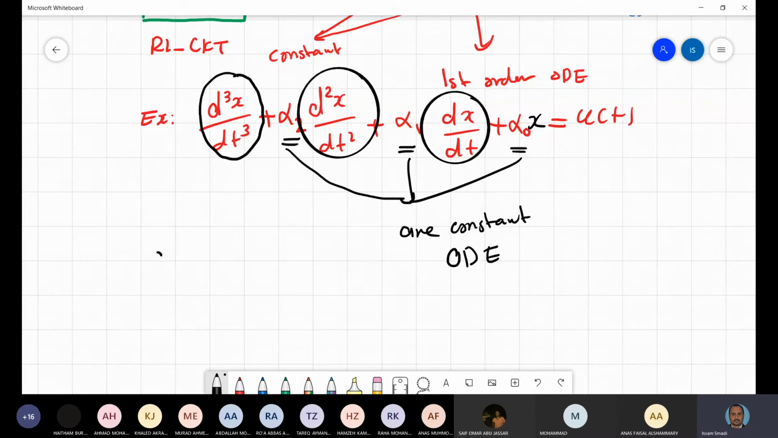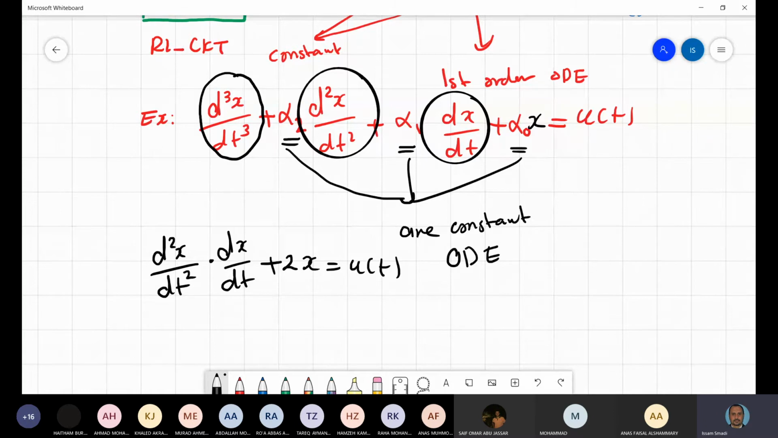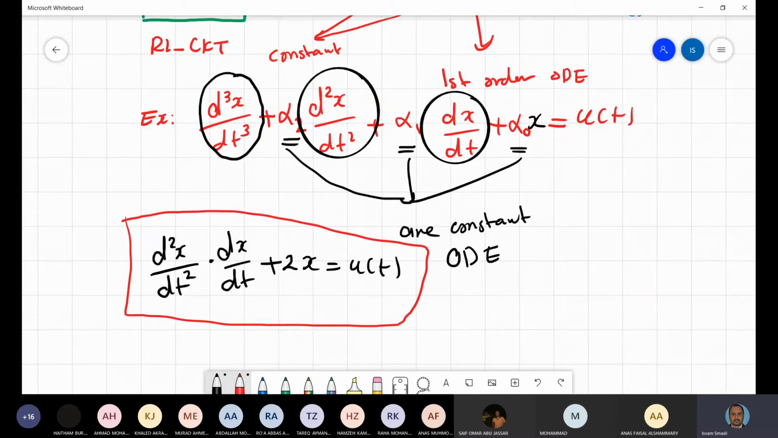But what about if I'm having d squared x by dt multiplied by dx by dt plus 2x equal to u of t? This one is a non-ordinary differential equation. Actually, this one is a non-linear system. Why? Because here I'm having two derivatives multiplied by each other, correct? Which means that this is not a linear time invariant system.